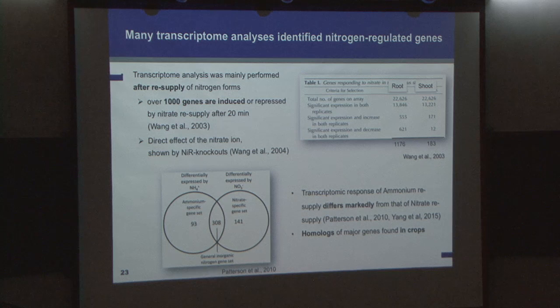That's what we look at. It's really an effect of the nitrate ion, identified by some knockout mutants. It was looked at in root and shoot, what happens. And you can see a lot of genes are regulated. And then it had been analyzed what happens when you resupply nitrate only, compared with resupply of ammonium. These data are not so old, and we added some data to this, and I later show also a little bit of data on these different nitrogen sources.